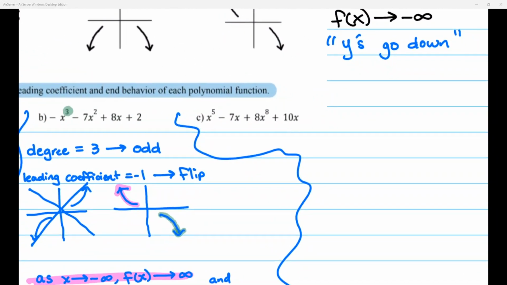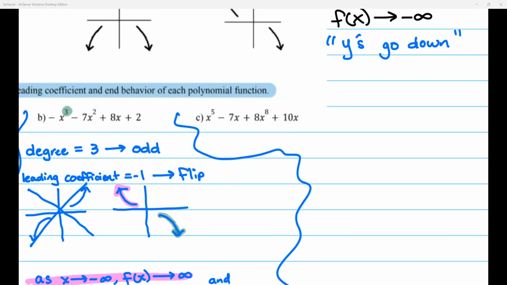All right, last one. I got x to the 5th minus 7x plus 8x to the 8th plus 10x. We're going to go ahead and highlight the degree. The degree is 8. So I'm going to say my degree is equal to 8, which is even. Since it's even, I know I have something that's doing this, right? Their even powers look something like this to start.